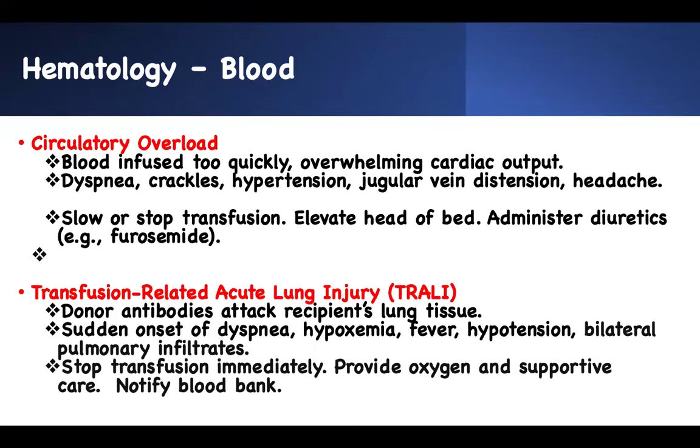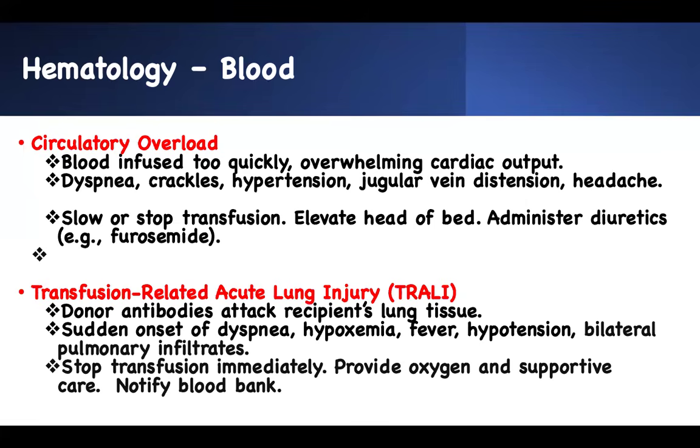Circulatory overload means I give you too much blood too quickly. When they give you a case, you see the patient will be in heart failure. They're going to have signs and symptoms of heart failure: dyspnea, crackles, hypertension, JVD, and headache. Those are signs of circulatory overload. What do you do? Stop the transfusion for a while, then slow it down, elevate the patient's head, give them a diuretic, and then you can resume it. It's very, very important: they are fluid overloaded, so control the fluid overload, then you can resume the blood transfusion.